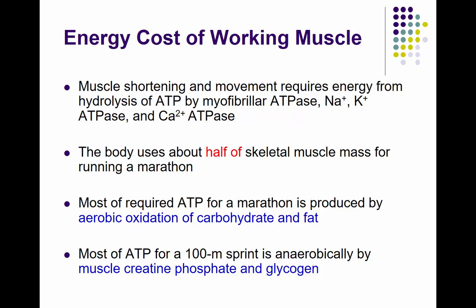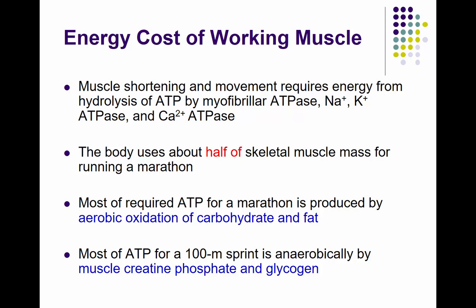So most of the required ATP for a marathon is produced by aerobic oxidation of both carbohydrate and fatty acids. But most of the ATP for 100-meter sprinting is produced by anaerobic metabolism, right, of muscle creatine phosphate and glycogen.